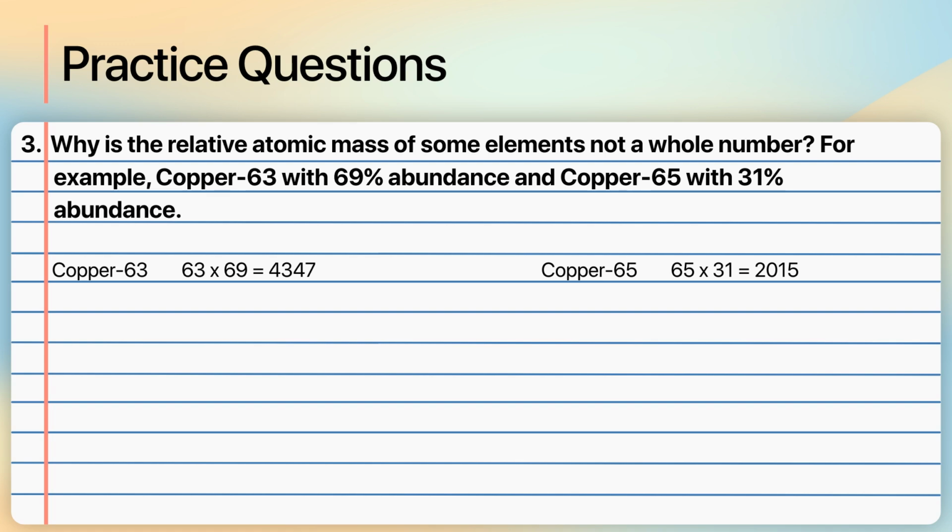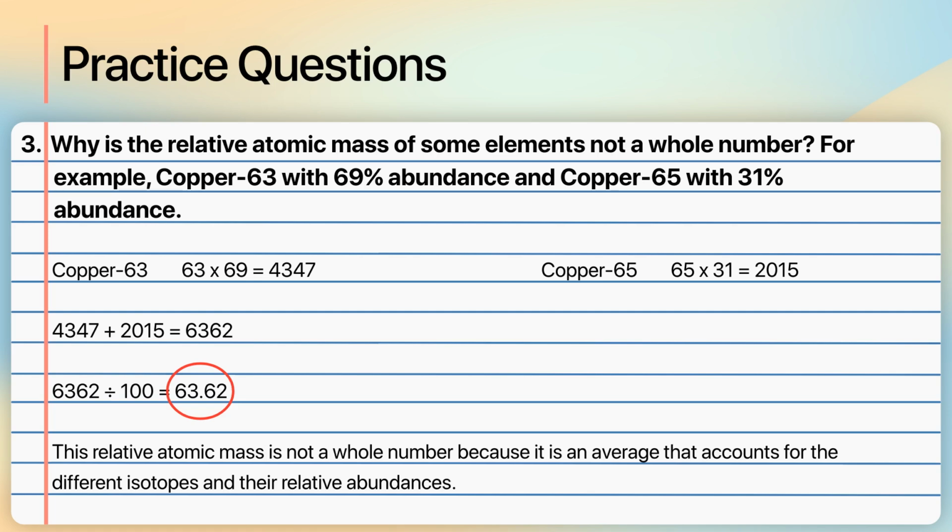Now we add these values together. So 4,347 plus 2,015 equals 6,362. Finally, we divide this sum by the total relative abundance, 100. 6,362 divided by 100 equals 63.62. The relative atomic mass of copper we calculated is 63.62, which is close to the listed value of 63.55. This is not a whole number because it is an average that accounts for the different isotopes and their relative abundances.